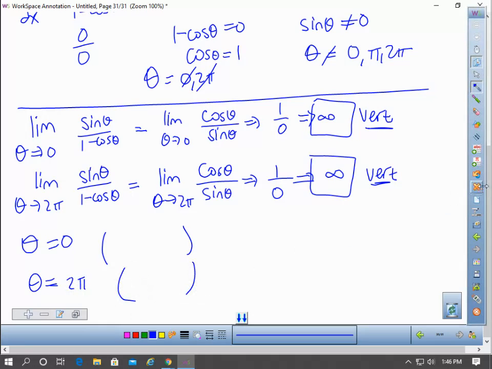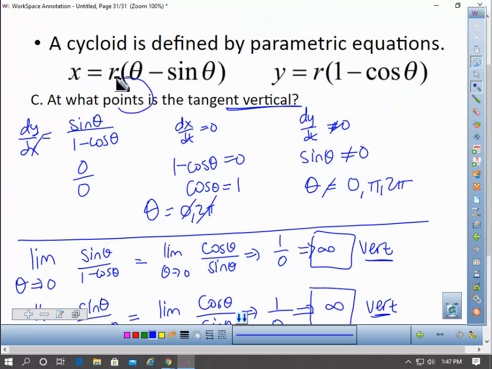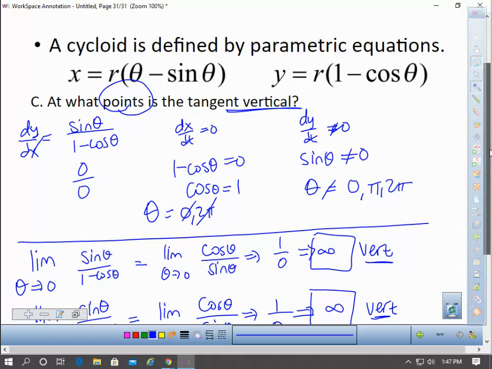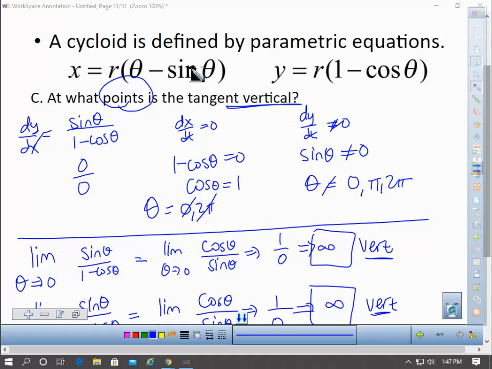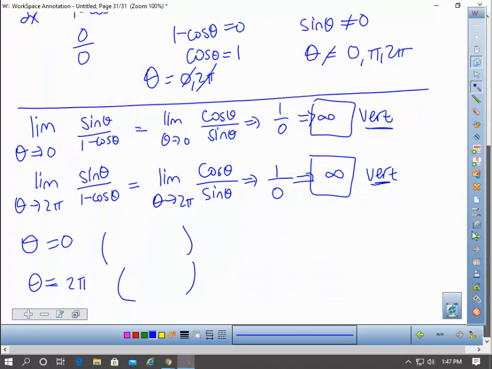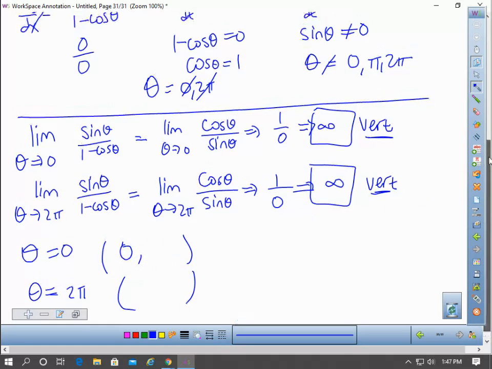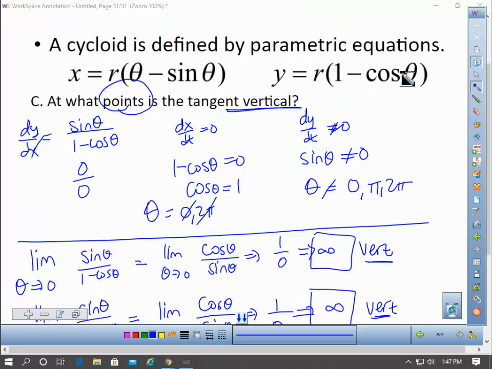So the problem said on the question, what are the points? So I have to go back up here to my parametric equations and plug in the values to get the answers. All right, so the first one is where theta is 0. So sine of 0 is 0. This is going to give me 0 times r, so x is going to be 0. So I was actually right to begin with, even though the way I was thinking was wrong. All right, and then I want my y coordinate when theta is 0. So theta is 0 over here, so the cosine of 0 is 1.